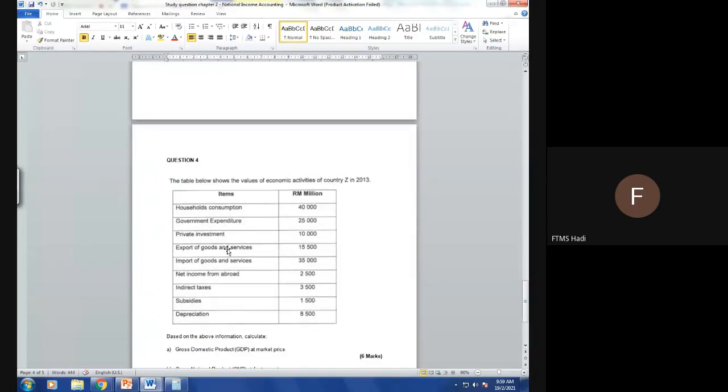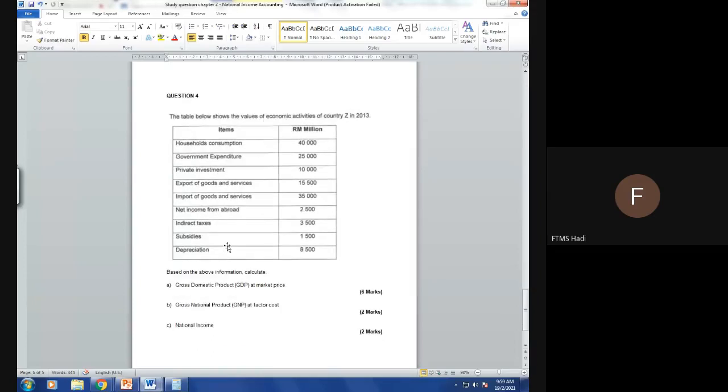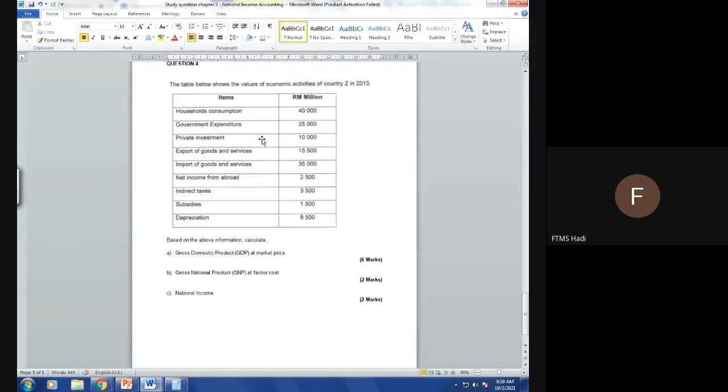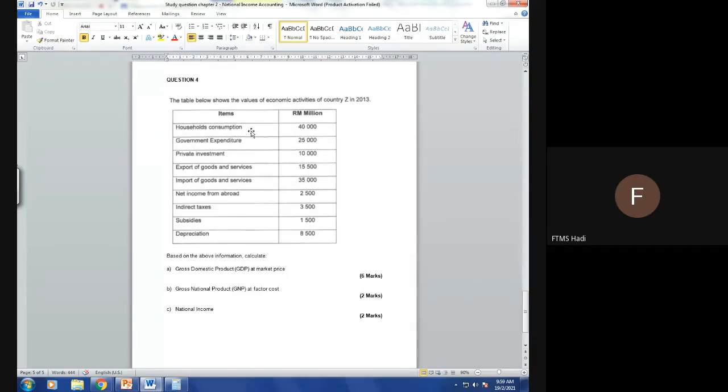The table below shows the values of economic activities of country Z in 2013. Okay, so these are the question. Household consumption, government expenditure, private investment, export of goods and services, import of goods and services, net income from abroad, indirect taxes, subsidies and depreciation.